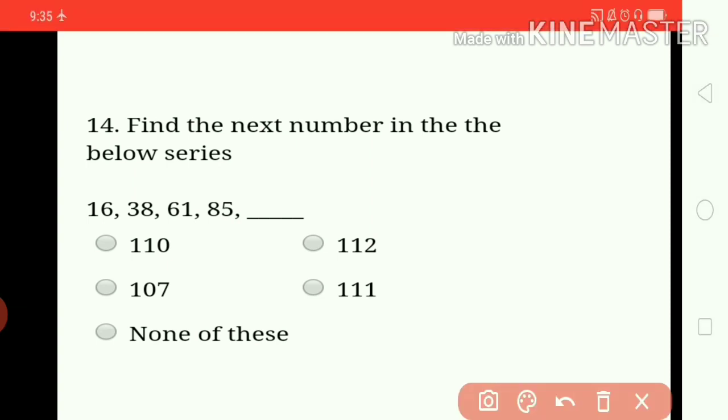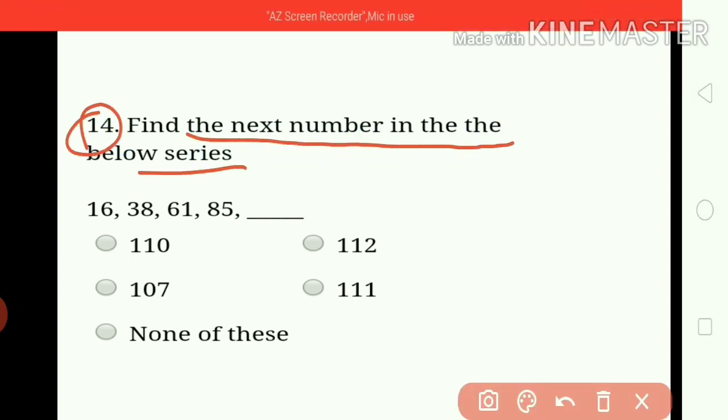Now come to question number 14. Find the number that is next to 85. So let us find the difference again. The same method we will use here. The difference between this is 8 minus 6 is 2, 3 minus 1 is again 2, right? The difference of these two is 11 minus 8 is 3, and 5 minus 3 is 2.